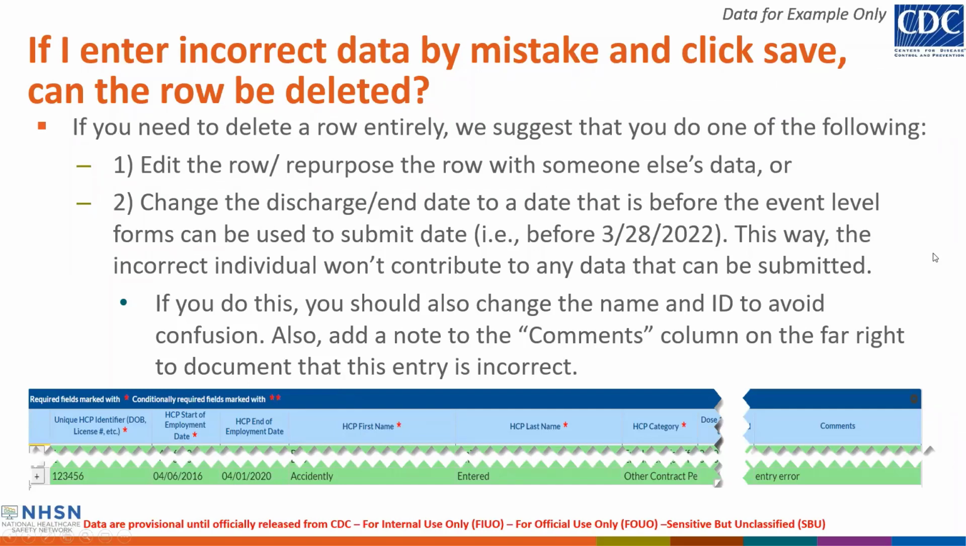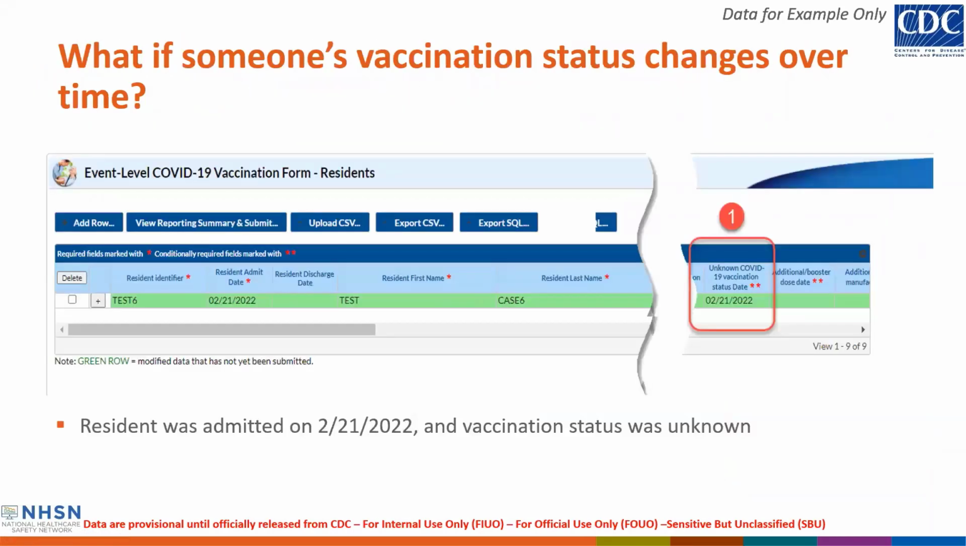You can definitely still update those data here for your own tracking purposes, but just know that you won't be able to send data for weeks before 3/28 to the summary form. So we've said a couple of times that one of the main benefits of using this optional form is that you can track somebody's vaccination status over time. Hannah, do you want to walk us through an example of what that might look like?